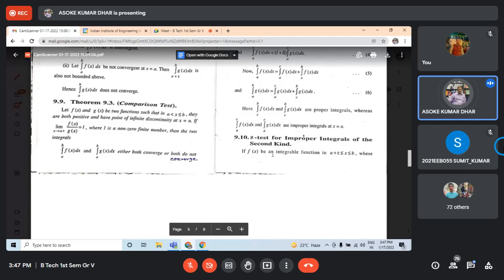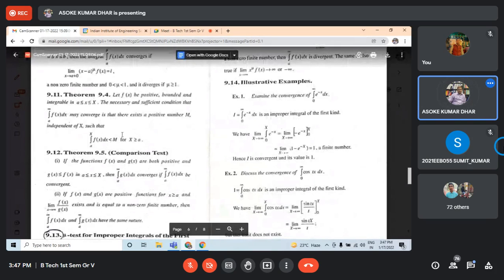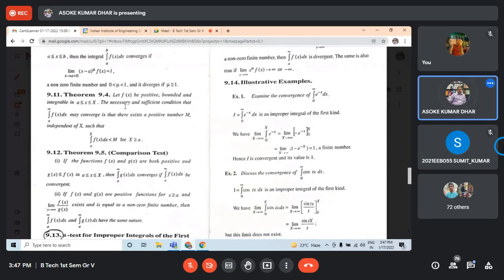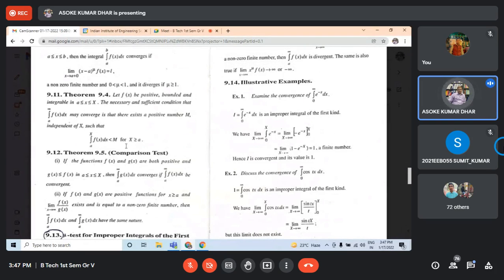Mu test next class. Now I consider another mu test for the first kind. Let f(x) be positive, bounded and integrable in this interval. The necessary condition that the integral from a to infinity of f(x) dx may converge is that the integral from a to X of f(x) dx is less than M for X greater than or equal to M, where M is a fixed, finite, positive number.